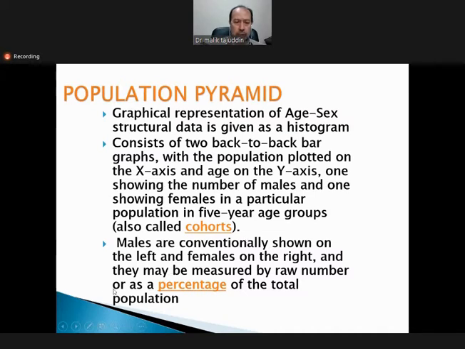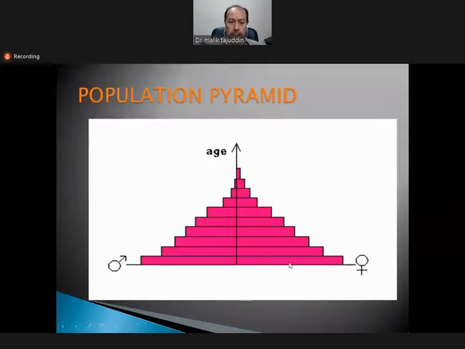conventionally shown by a raw number or as a percentage of the total population. Both the bases are there. Here you can write the numbers in numeric, 1 million, 2 million, and 3 million, or you can write it in percentages, and similar like that.